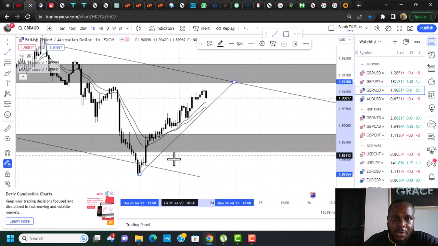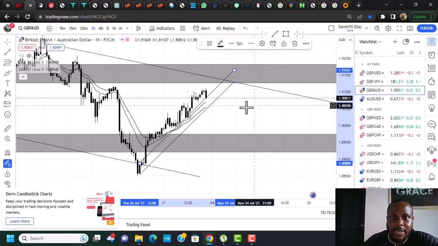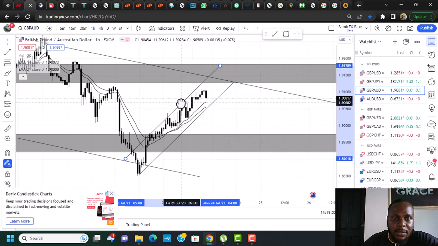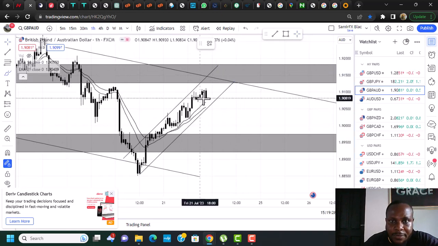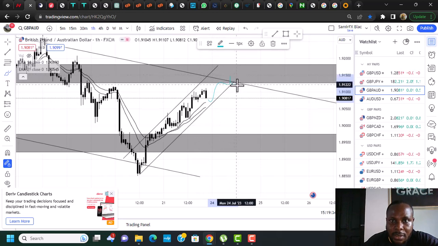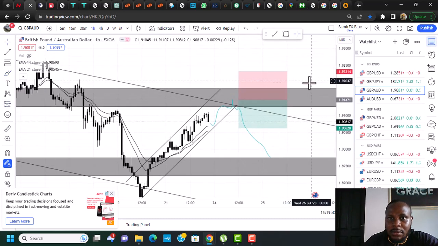We can wait for this other downward trend line to be broken before we look for sells. So I'll wait for this market to get to this point, and then do whatever it needs to do, grab liquidity, then come back down. So if I'm to enter this kind of trade, I think this is a short. Yeah, it's a short. So give me a second, guys.